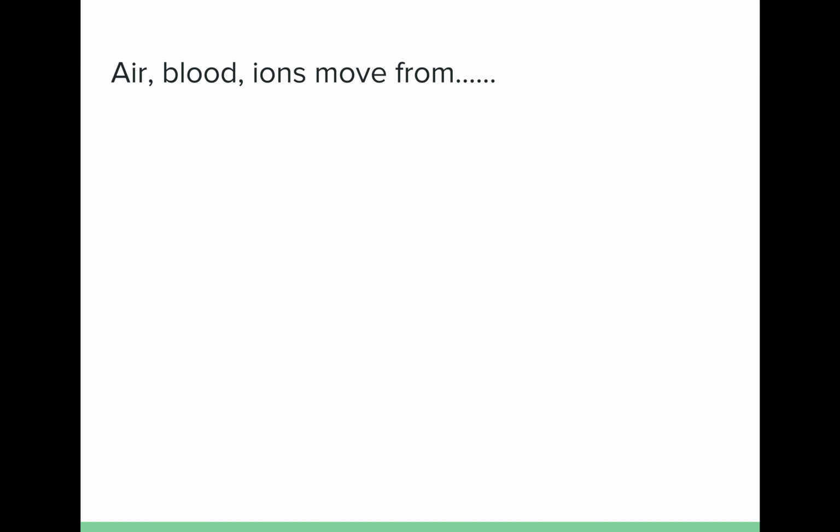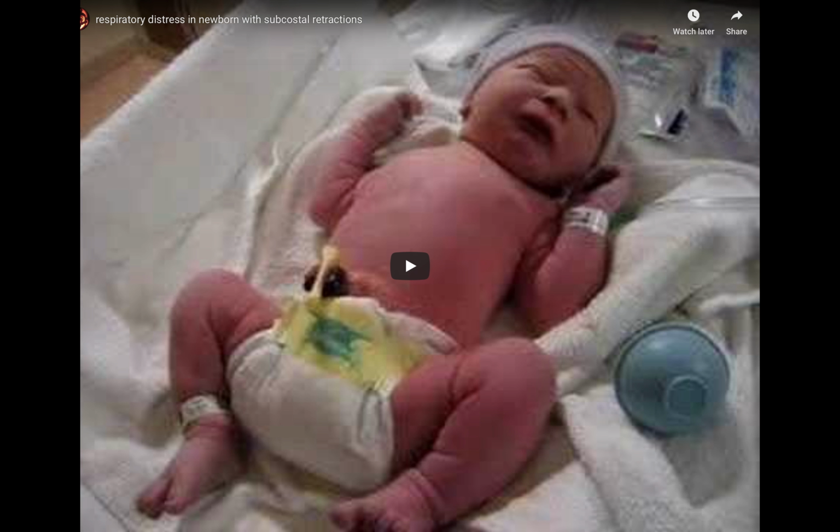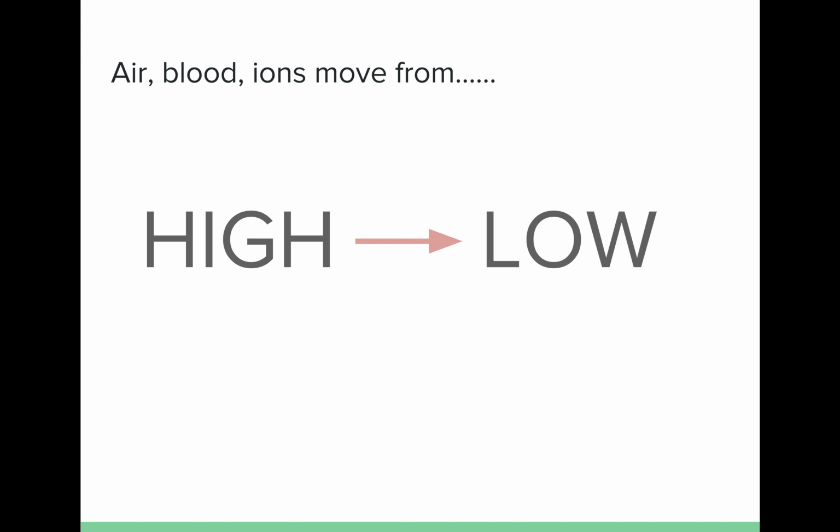But what this little guy was trying to do was to use his muscles and his respiratory system to generate a pressure gradient to drive air from high to low. And that's really how we breathe, is we generate a pressure gradient.